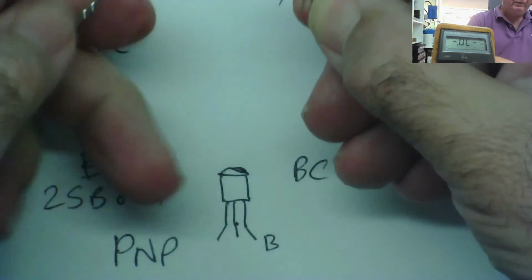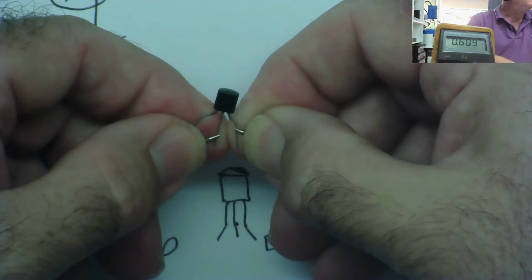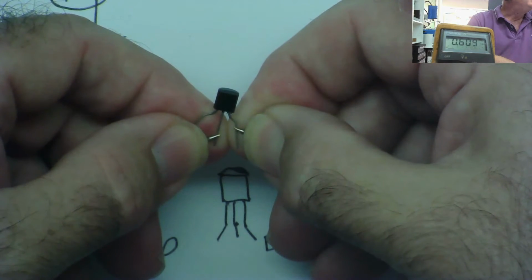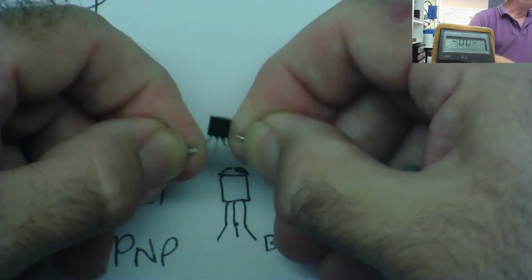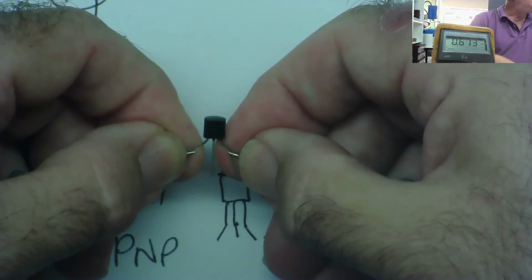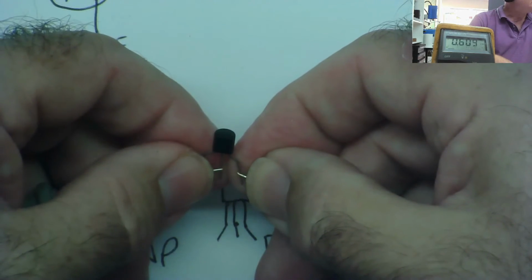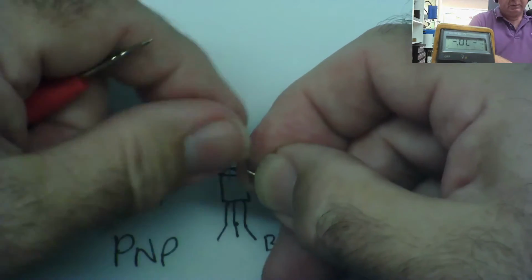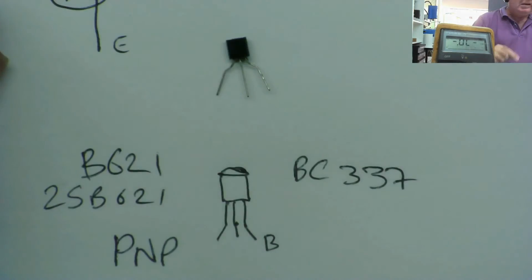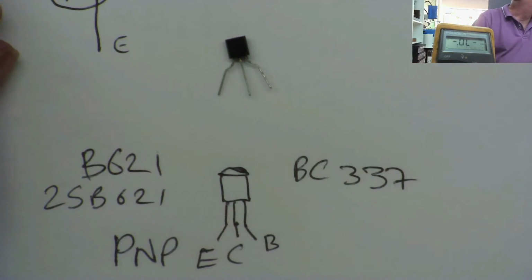Let's have a look at these forward voltage drops. So from the base to the middle pin, 0.609. Let's try this one. 0.613. Yeah. So one is a little bit higher than the other. 608, 612. The one that's a little bit higher is the emitter. So this is the emitter and this will be the collector.